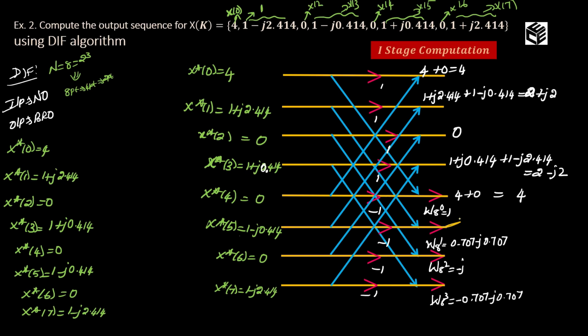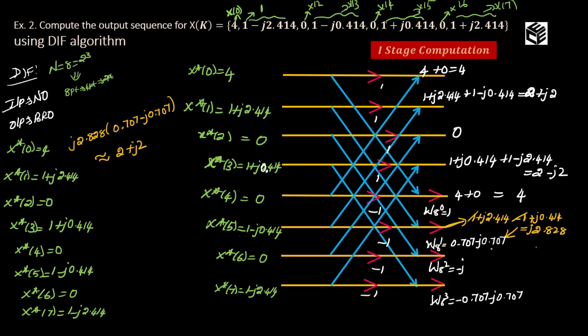Now I need to find the output for this line. Okay, so here the first input is 1 plus j 2.414 and the next input is minus 1 plus j 0.414. So this answer plus 1 and minus 1 cancel each other. I will get j 2.828. I need to multiply this j 2.828 with the twiddle factor W8 bar 1. J 2.828 is multiplied with twiddle factor 0.707 minus j 0.707. So my value is approximately equal to 2 plus j2. Okay. So here the answer is 2 plus j2.